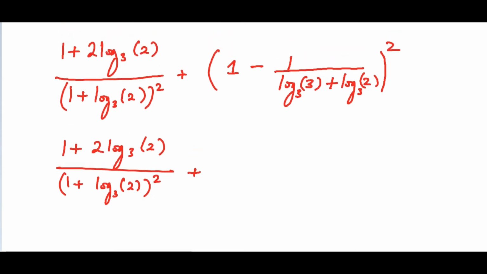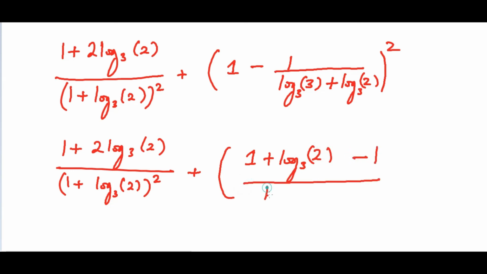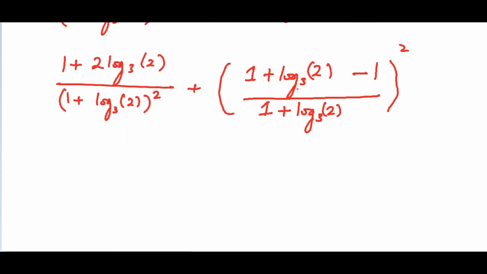plus, here I think we can do the LCM part. This is going to become 1 plus log of 3 base 2 only, and this part is negative 1, having a common denominator as 1 plus log of 3 base 2, which is the same as that side also. And what we are doing here, we can see minus 1 and plus 1 are getting cancelled, so we are left with this much part, and having the denominator same, let's take the denominator as common.